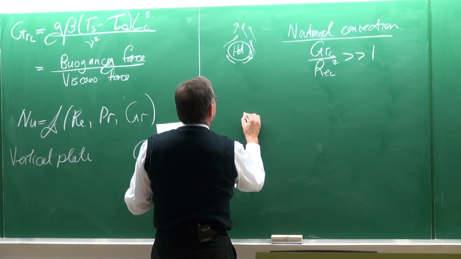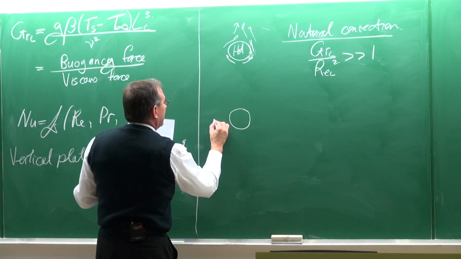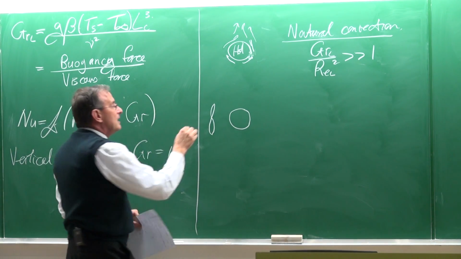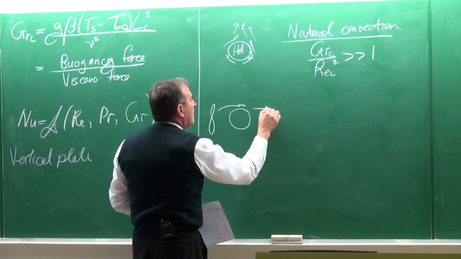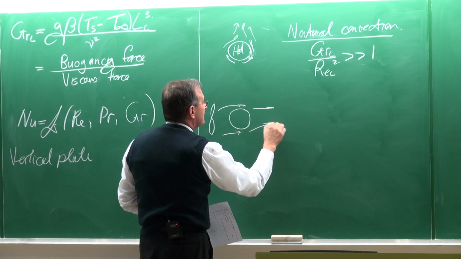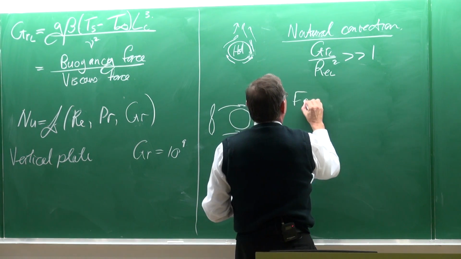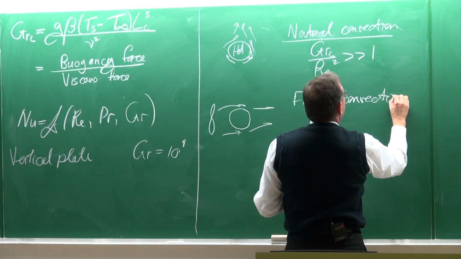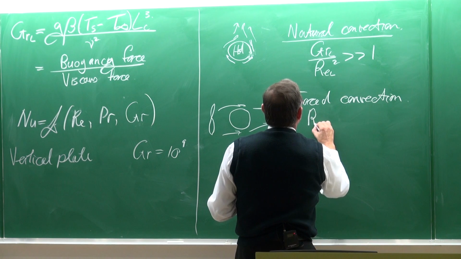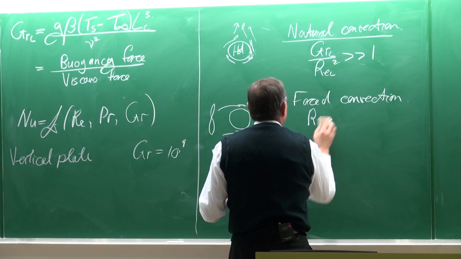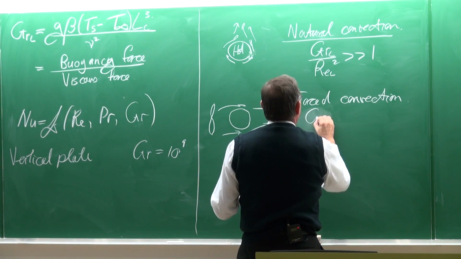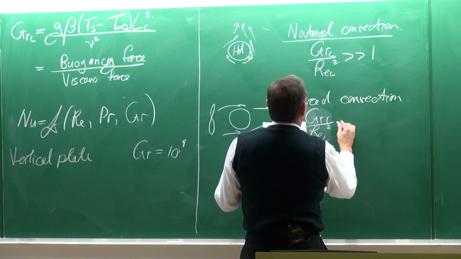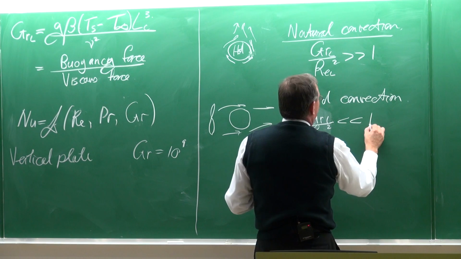For a forced convection problem, if that is the cylinder or the sphere, and you put a fan here, and you force the flow around the cylinder, then it is forced convection. And for forced convection problems, the Grashof number divided by the Reynolds number squared is much smaller than 1.